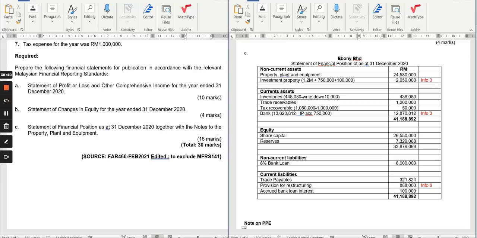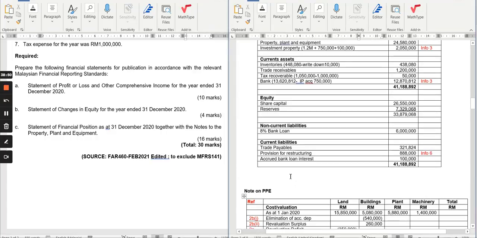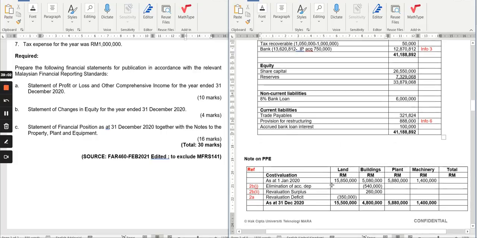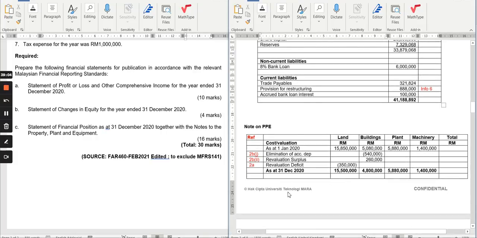Remember, you need to show all the workings, especially for bank. If there are a lot of other adjustments, include all the workings in detail. You can show it either in a separate section, or you can show the workings here in an organized way, right? And the same goes for inventories. Make sure you show the workings. But for the PPE, you need to show the notes on PPE.